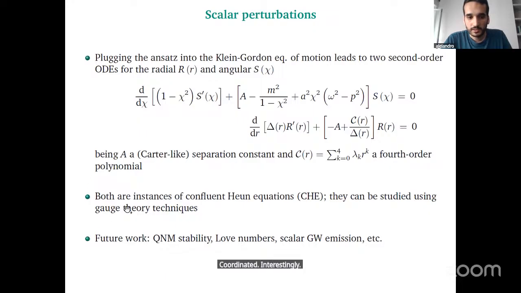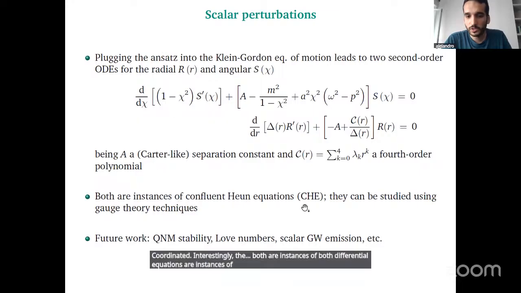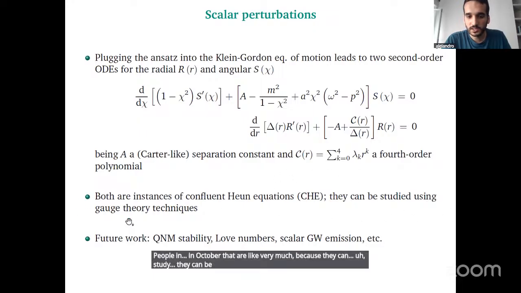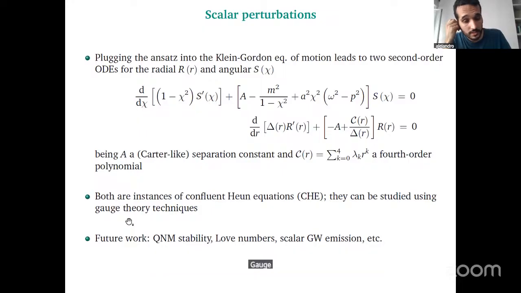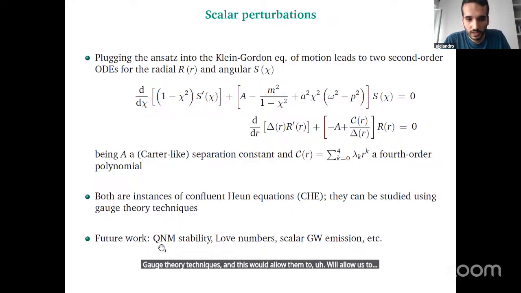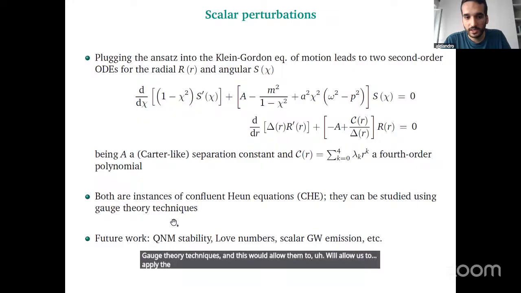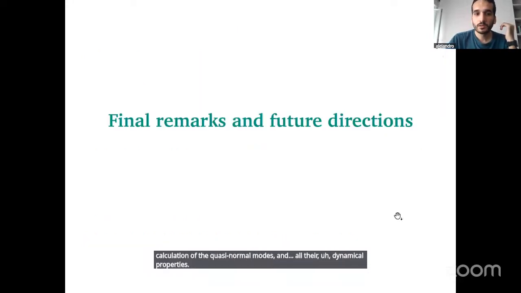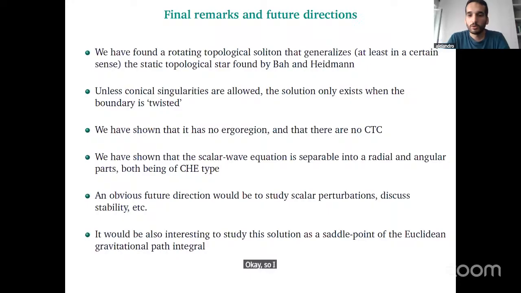Interestingly, both differential equations are instances of the confluent Heun equation, which people at Tor Vergata like very much because they can be studied using these gauge theory techniques, and this would allow us to apply the same techniques as in the static case to address the calculation of the quasi-normal modes and other dynamical properties. Okay, so I am almost done.